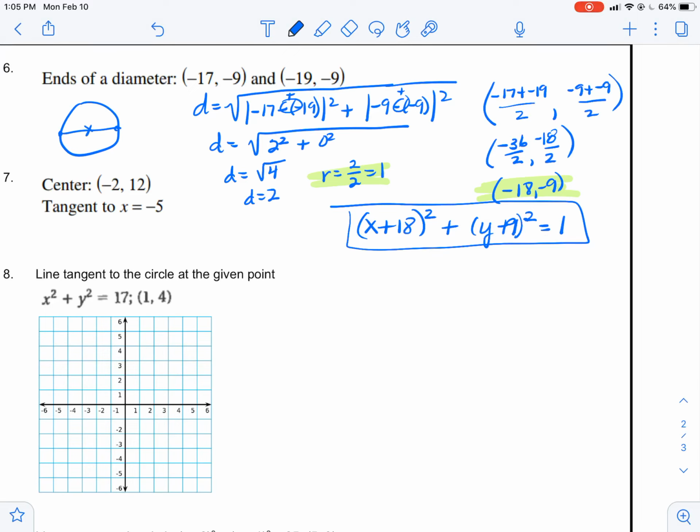Okay. One final one that we're going to do, I'm going to go ahead and erase my problem here so that I can do the next one in this area.